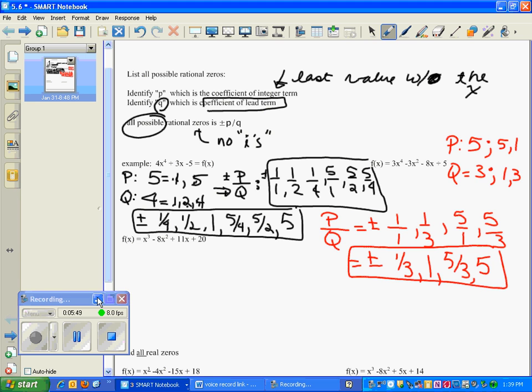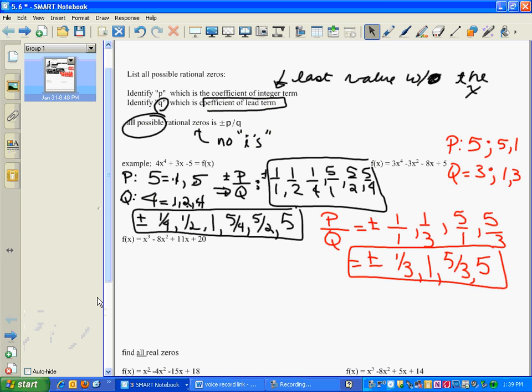Are we good? Pardon me? You just put it once. You don't repeat it. Right. Okay, you do the next one. So identify your P, identify your Q, write your factors for both, and then set up your fractions. Could be, yeah, sometimes.